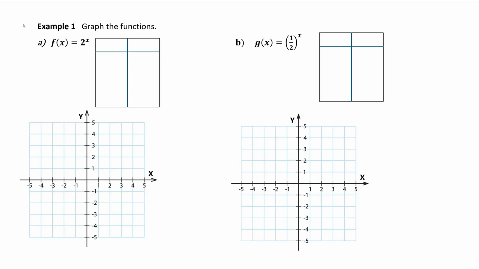So let's look at f of x equals 2 to the x as a graph. If you put in -2 for x, you will get 1/4 for y, because 2 to the -2 power is 1 over 2 squared, which is 1/4. If you put in -1 for x, you get 1/2, because it's 1 over 2 to the first. And then if you put in 0 for x, you're just going to get 1, because anything to the 0 power is 1. Put in 1, you get 2. Put in 2, you get 4.